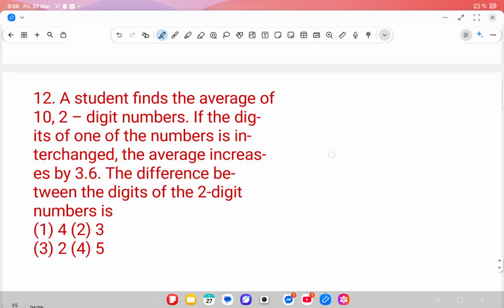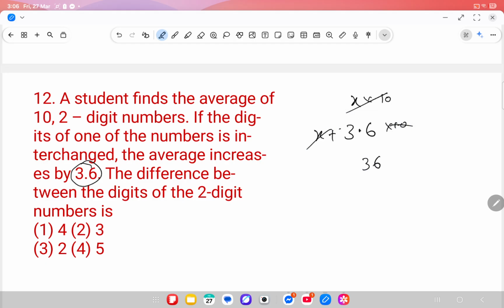Next question. A student finds the average of 10 two-digit numbers. If the digits of one of the numbers is interchanged, the average increases by 3.6. The difference between the digits of the two-digit number is, already we have seen that the average increased by how much? 3.6. Means initially it is x and now it becomes x plus 3.6. So the total increase in the average is 10, right? This is 10 and this is also 10. The difference will be 10x and 10x got cancelled. 3.6 into 10 will be 36.